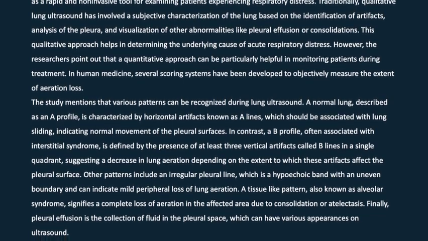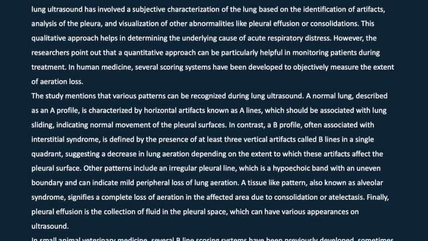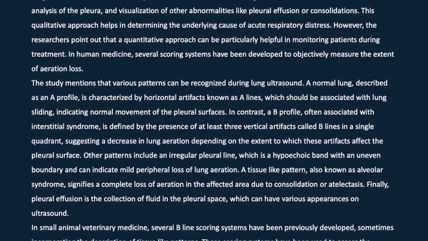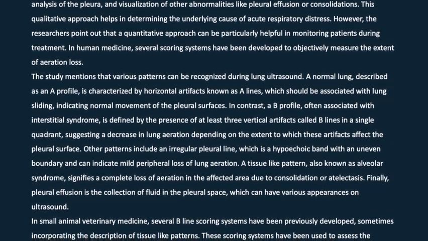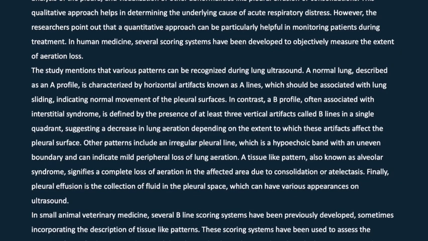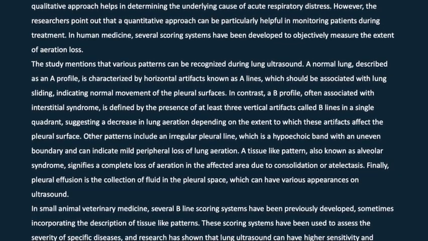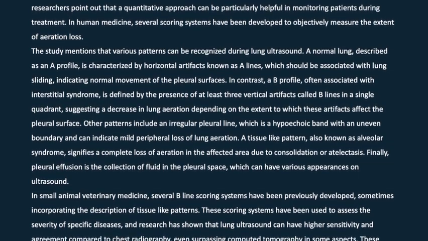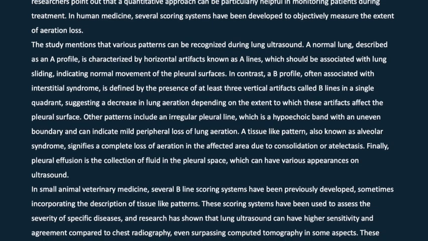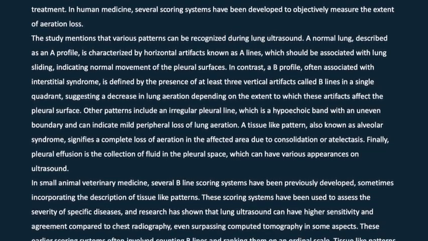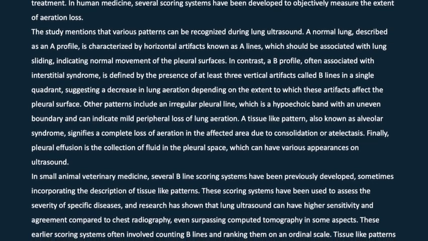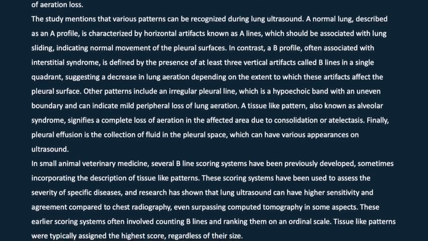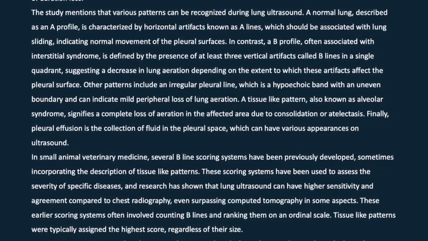In human medicine, several scoring systems have been developed to objectively measure the extent of aeration loss. The study mentions that various patterns can be recognized during lung ultrasound. A normal lung, described as an A profile, is characterized by horizontal artifacts known as A lines, which should be associated with lung sliding, indicating normal movement of the pleural surfaces. In contrast, AB profile, often associated with interstitial syndrome, is defined by the presence of at least 3 vertical artifacts called B lines in a single quadrant, suggesting a decrease in lung aeration depending on the extent to which these artifacts affect the pleural surface.